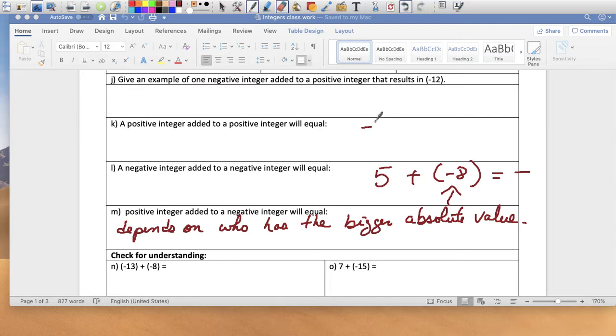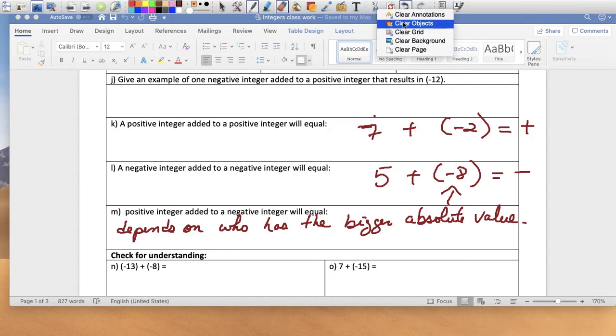Let's take this and turn it around. So let's say 7 plus -2. What's my answer going to be? Well, 7 obviously is bigger than the absolute value of -2, so the answer is going to be positive. So it really depends who has the greater number, right? The greater absolute value. Okay, so likewise, when a negative is added to a positive, it is the same idea. You have to look at who has the bigger absolute value.